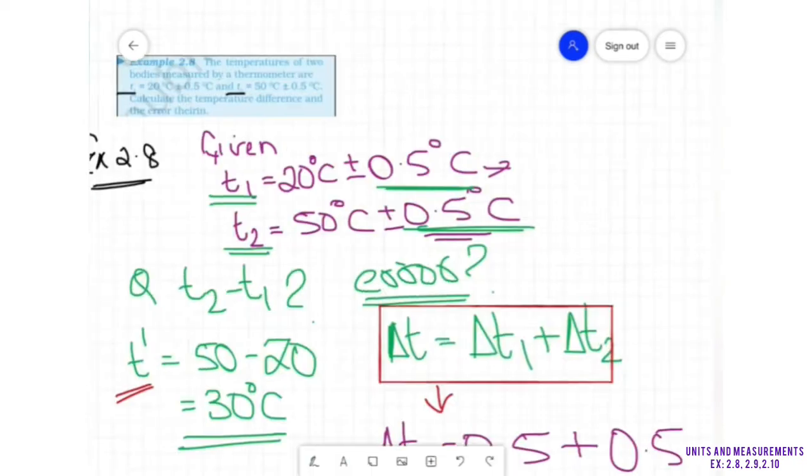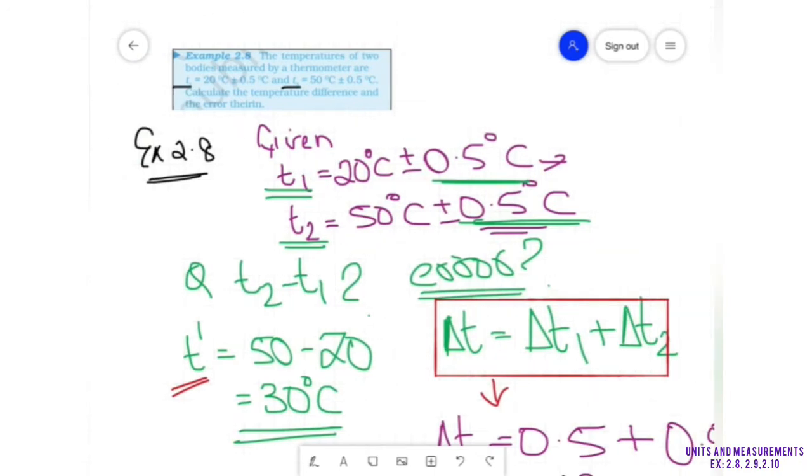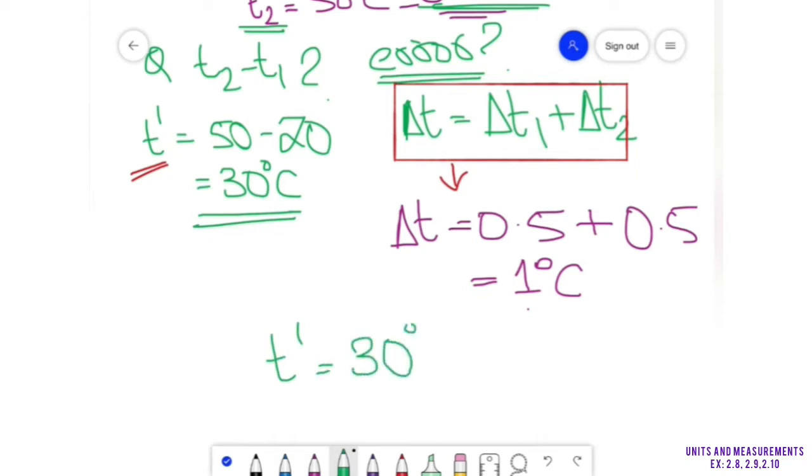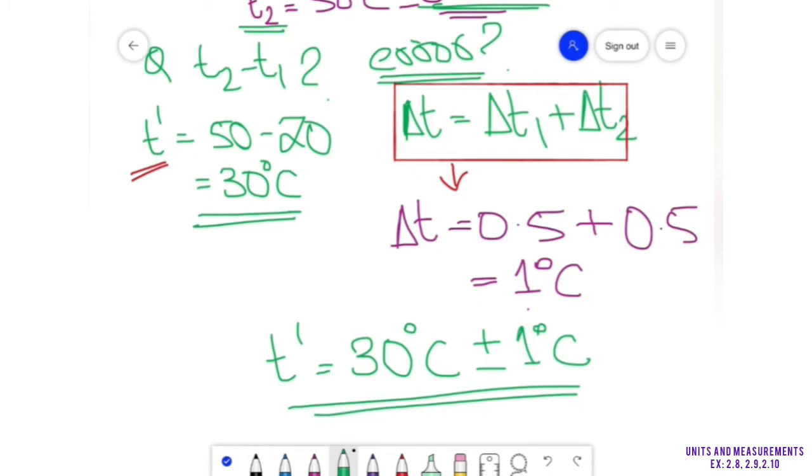Now, to find the total temperature difference error, we sum it. So what do you get? 1 degree Celsius. Now, just like we've written T1 equal to 20 degrees Celsius plus or minus 0.5 degrees Celsius, you have to write the final values. So we know from the above calculation that the temperature difference is 30 degrees Celsius. So the final answer will be 30 degrees Celsius plus or minus 1 degree Celsius. That is your final value.